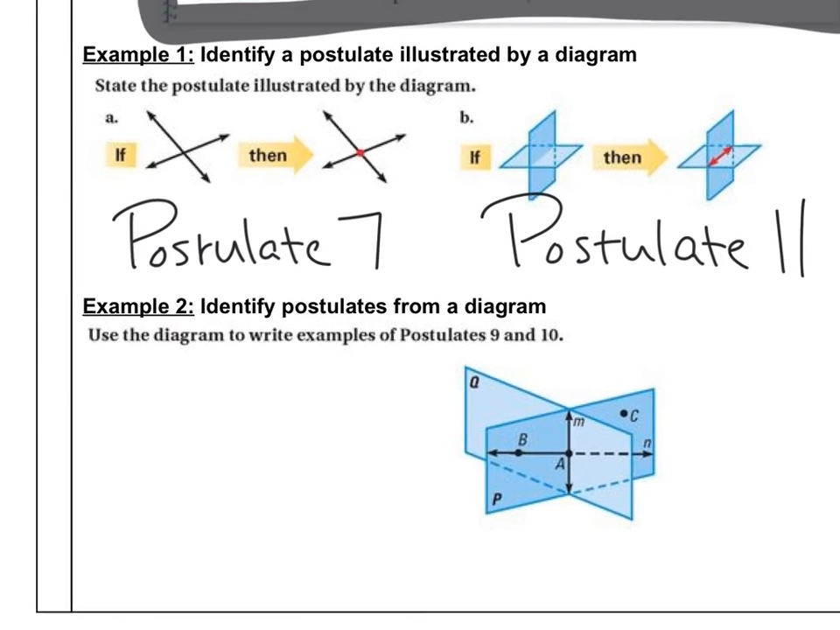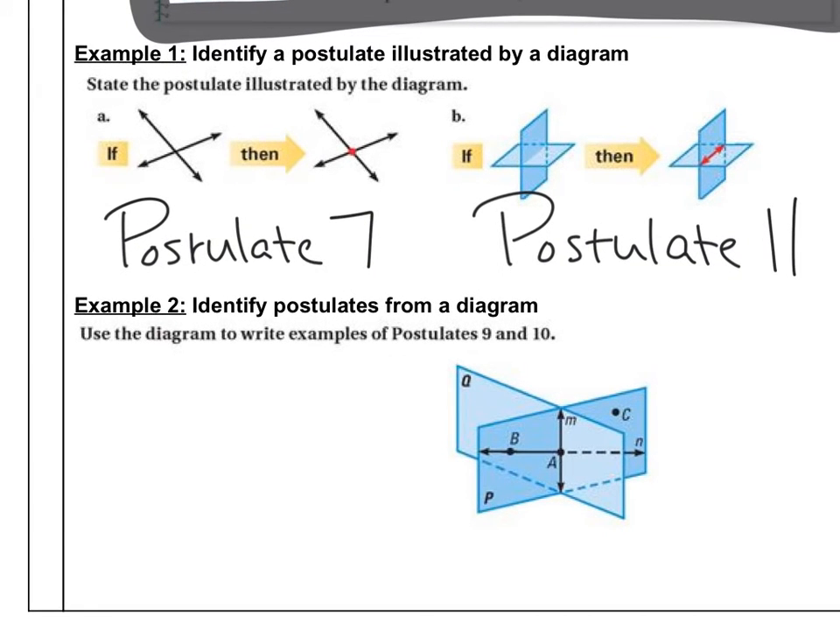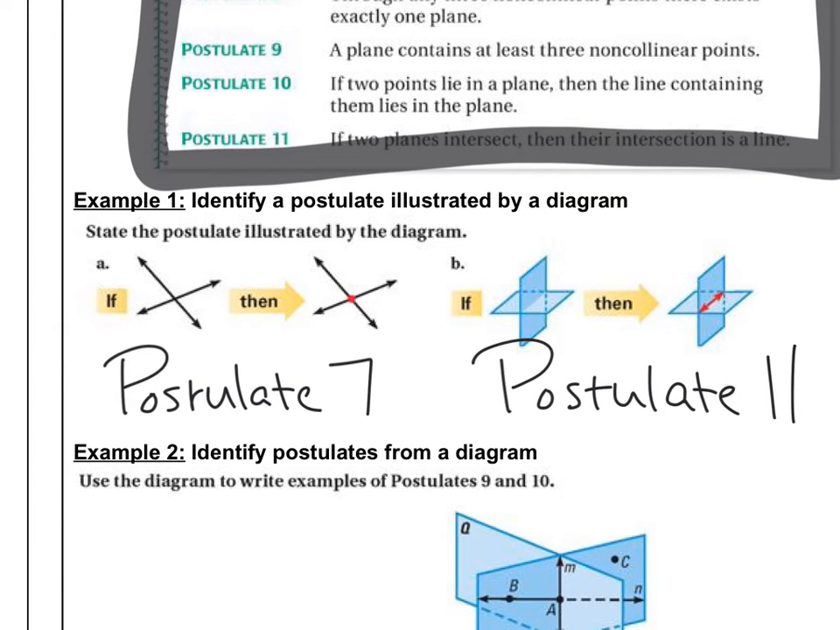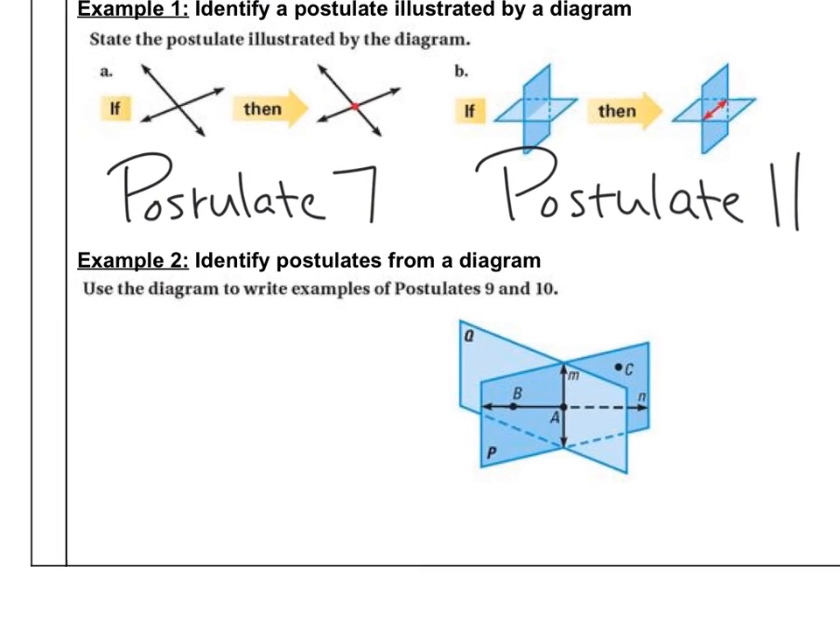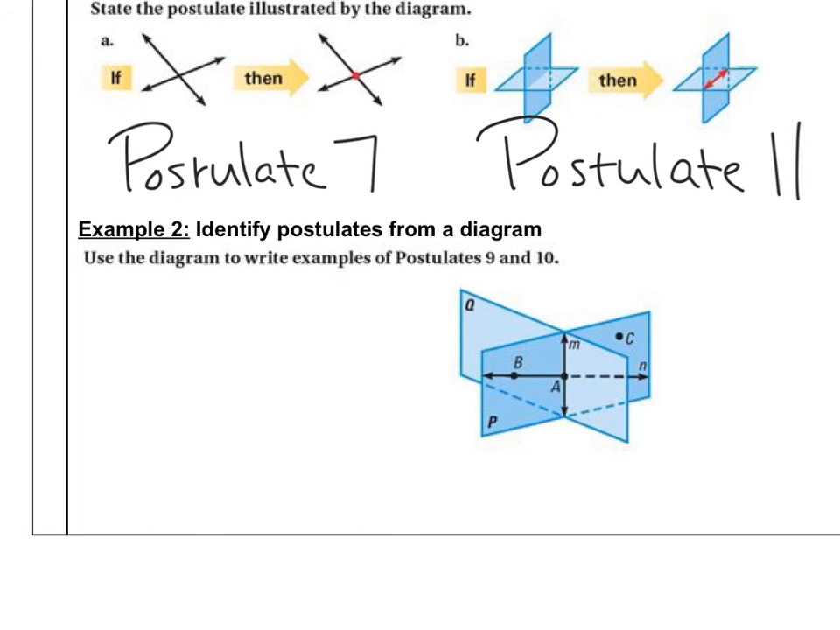Okay, so let's take a look at example 2. Use the diagram to write examples of postulates 9 and 10. Postulate 9 is a plane contains at least 3 non-collinear points. So we need to look for 3 non-collinear points that make up a plane.